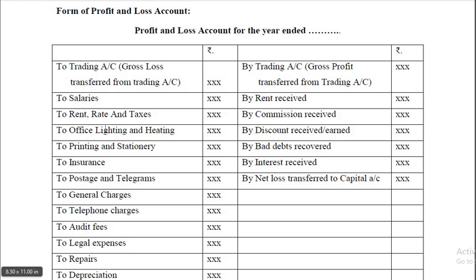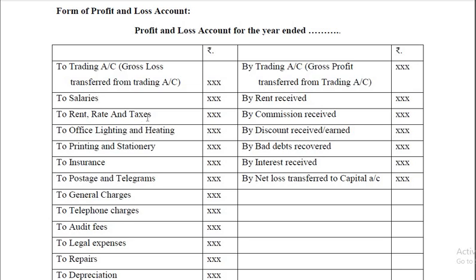And all indirect expenses, these expenses are not relating to a specific transaction. They are relating to all the items in general. For example, salaries of the office staff. That's meant for the entire office. You cannot identify that to a specific transaction.